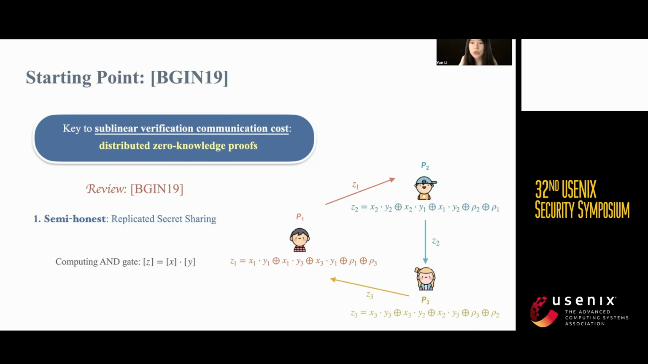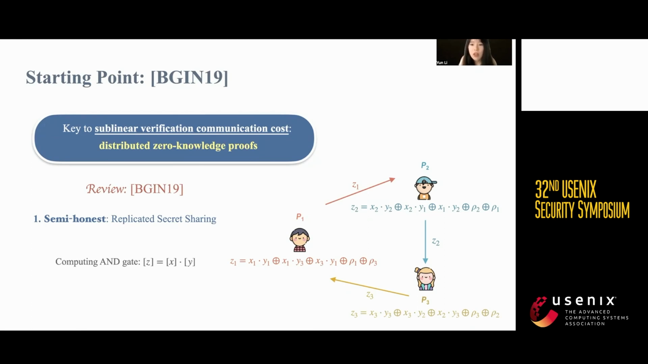Now we are going to introduce our techniques. Before that, let's first review our starting point. We found that the key to achieving sublinear communication costs is the distributed zero-knowledge proofs used in BJ19. So let's first review the BJ19 protocol.